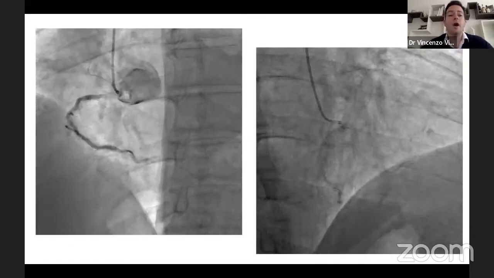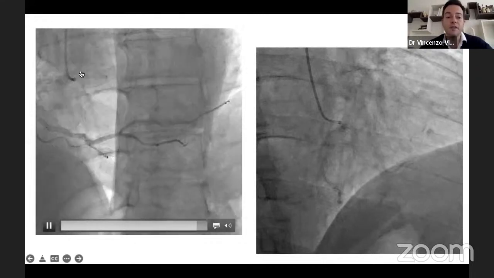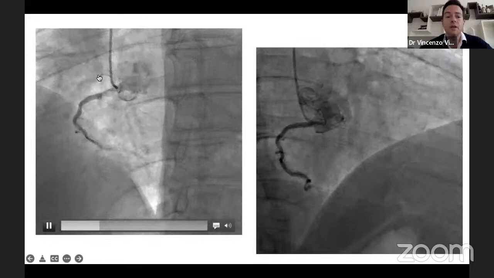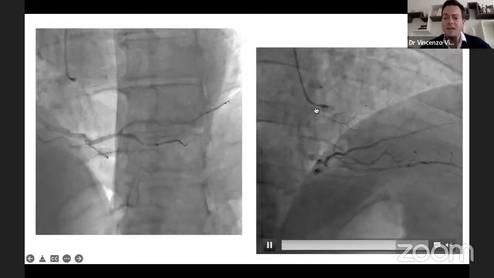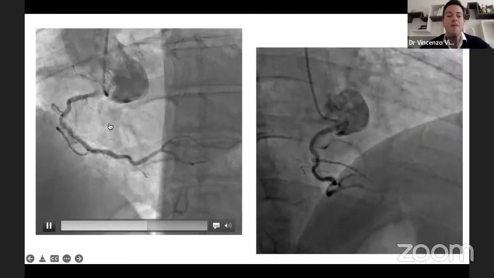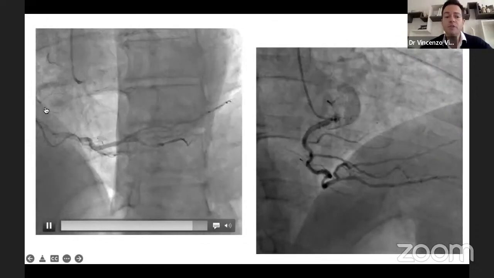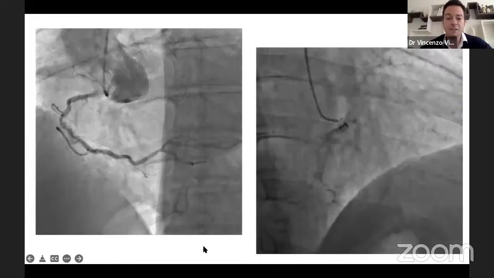While the right coronary artery, which is a huge superdominant coronary artery, has a subtotal occlusion in the proximal ostial part of the vessel, heavily calcified, as you can appreciate from just the angiographic point of view. The stents put in the mid and distal RCA were widely patent.